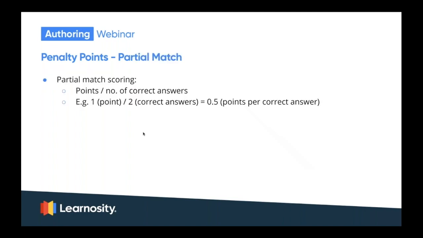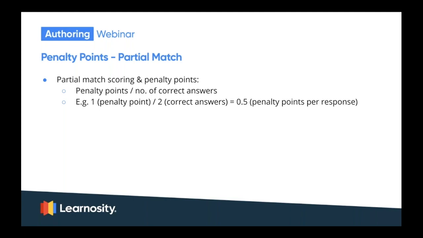So when you use penalty points with partial match scoring, the partial match scoring will actually also apply to the penalty score. So just to remind you how partial match scoring works, the points value is divided by the number of correct responses on the question. So the same rule will apply to using partial match with penalty scoring.